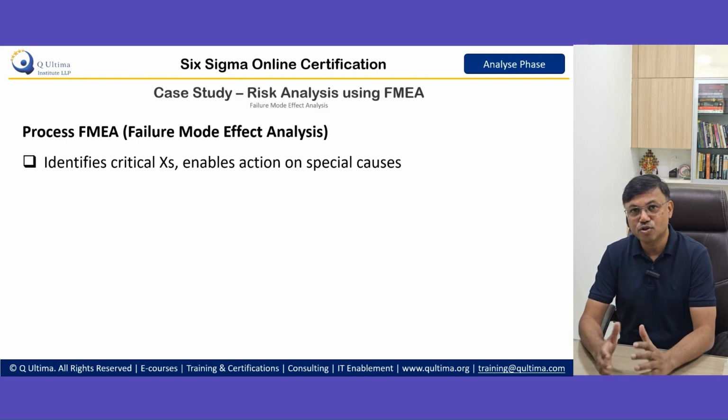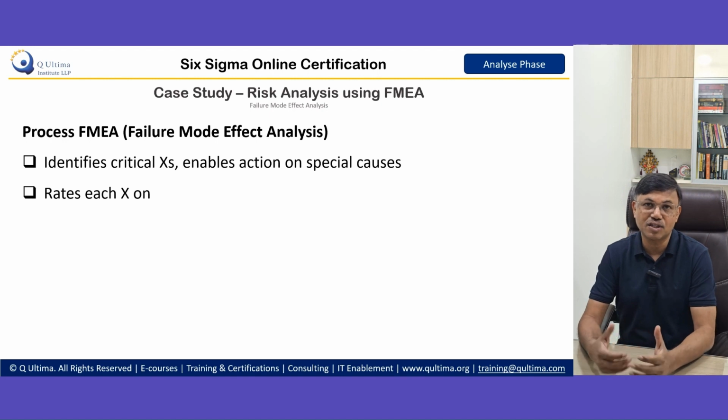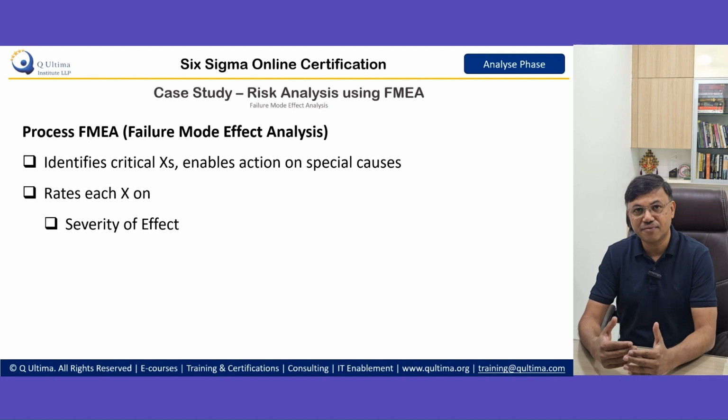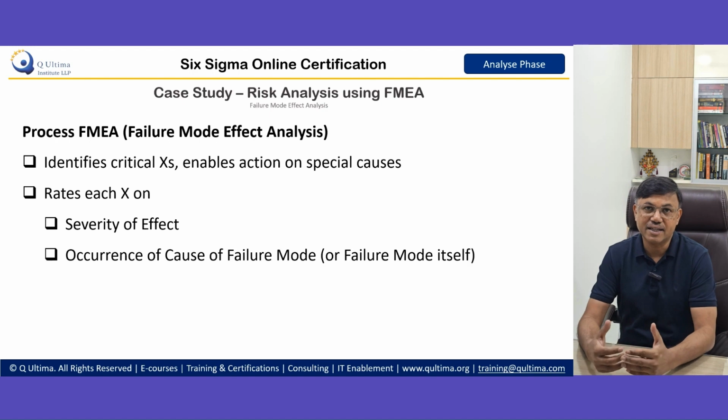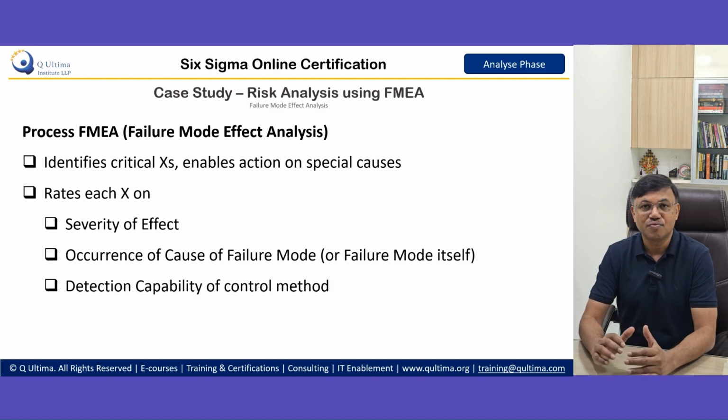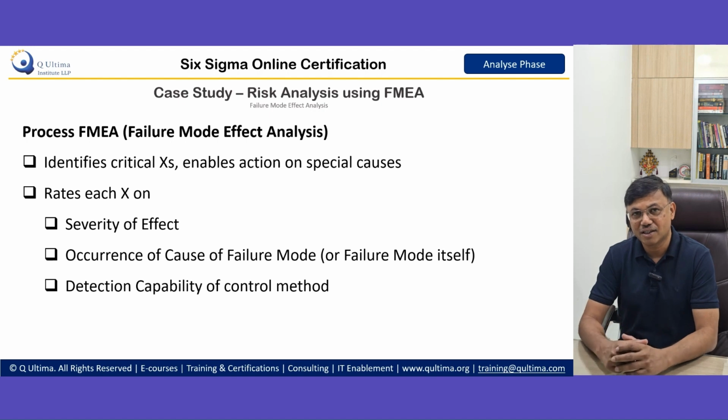The second purpose is to categorize X's based on three criteria. The first criterion is severity, which is how bad is the effect of a particular cause or X if it goes wrong. The second is occurrence, that means how often it is happening that X goes wrong or moves out of the specifications or desired conditions. And the third is detection rating, which is how good is our control over X so that it does not fail. That is the detection rating.